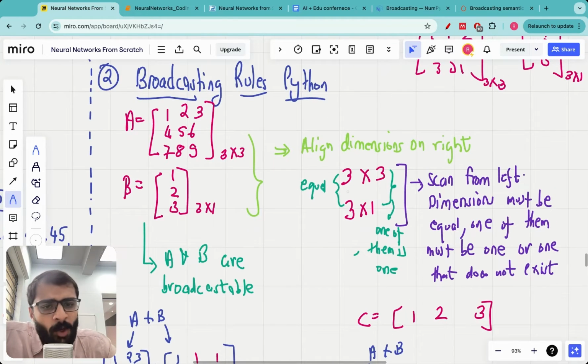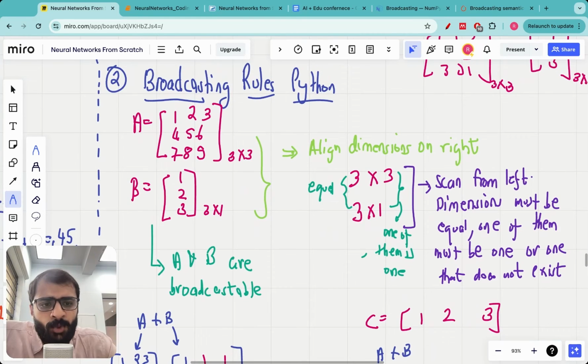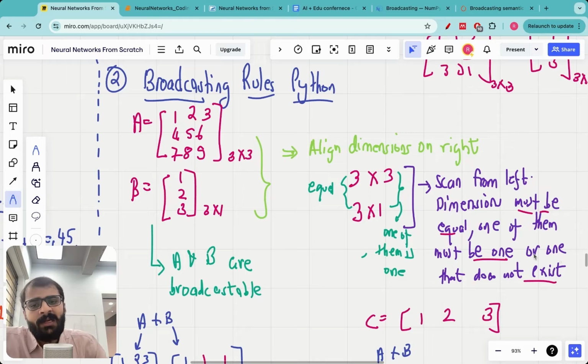So let us look at broadcasting rules. Usually these rules are: you scan the dimensions from the left. The arrays are broadcastable if the dimensions, when scanned, are either equal, one of them is 1, or one of them does not exist. So either the dimensions must be equal, one of them must be 1, or one of them does not exist. Let's see what this means.